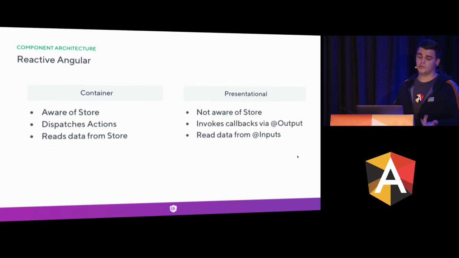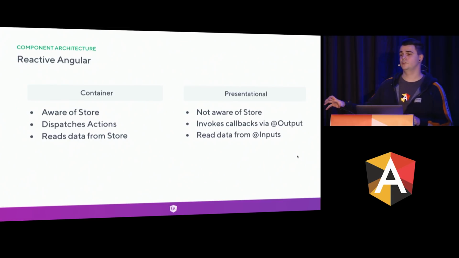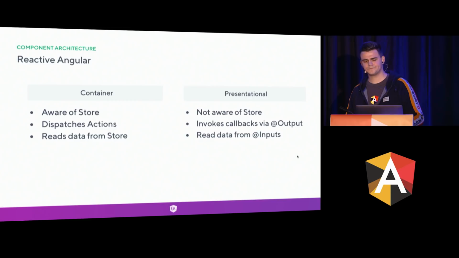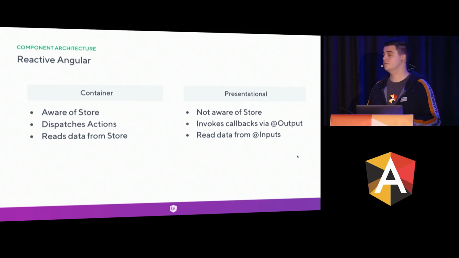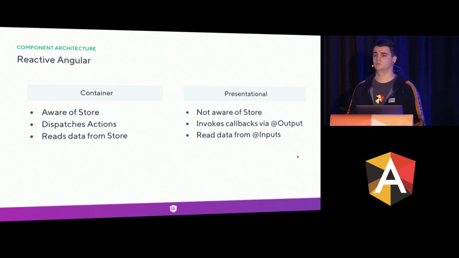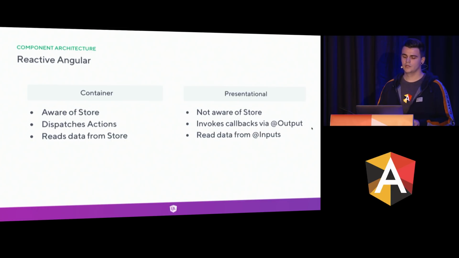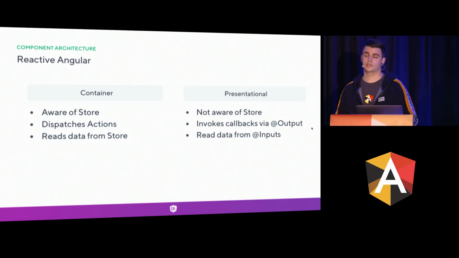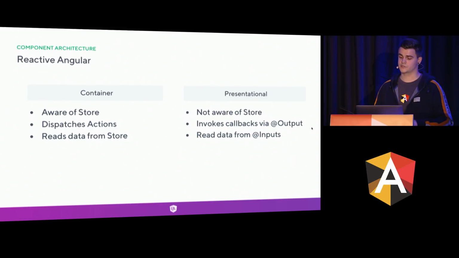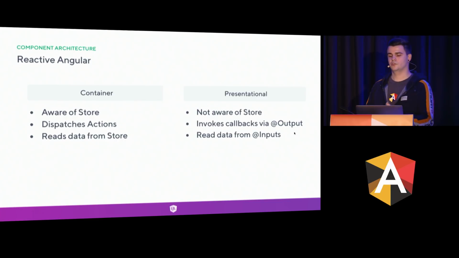So the container can dispatch an action. That's how we get information out of a container component, and then we can continue that whole system diagram. And if we want to get data out of a presentational component, we want to simply invoke a callback. We use the event emitter via an output. If we want some data in a container, we can ask for it via the store, and we can also read the data from the inputs with a presentational component.